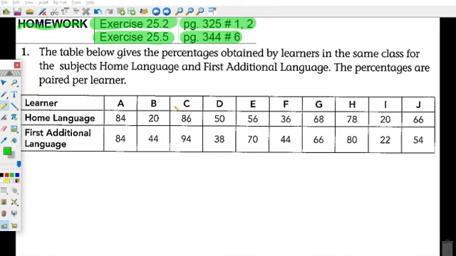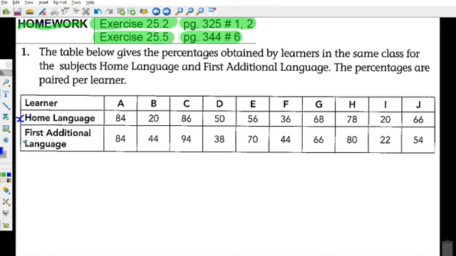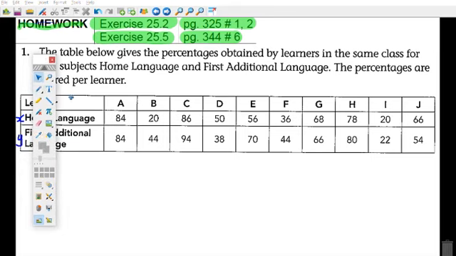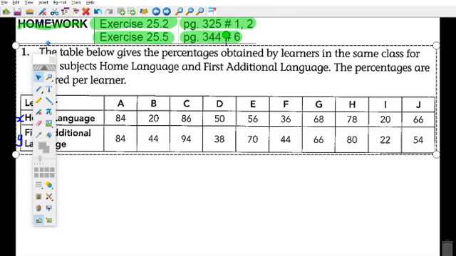Learners 1, 2, A, B, C, D, F, G, all there. The table below gives the percentages obtained by learners in the same class for the subjects home language and first additional language. The percentages are paired per learner. So we are going to make home language my X, and first additional language my Y. So we're going to draw a scatter plot with this information, and I'm just going to copy it over.